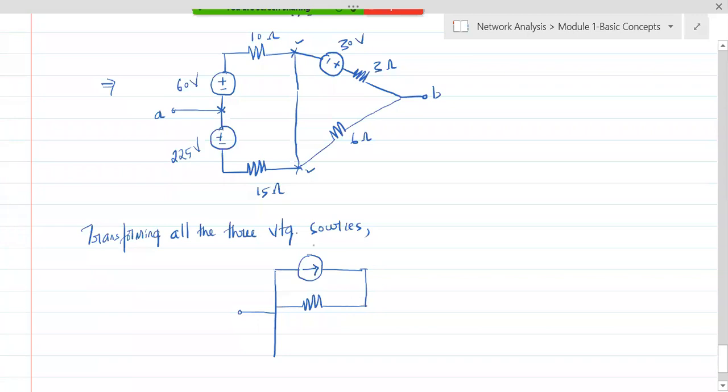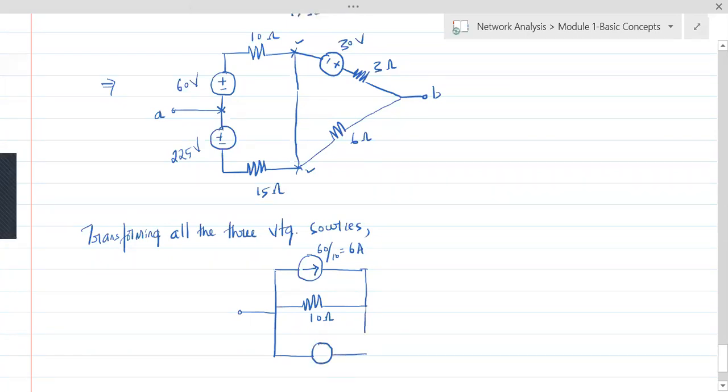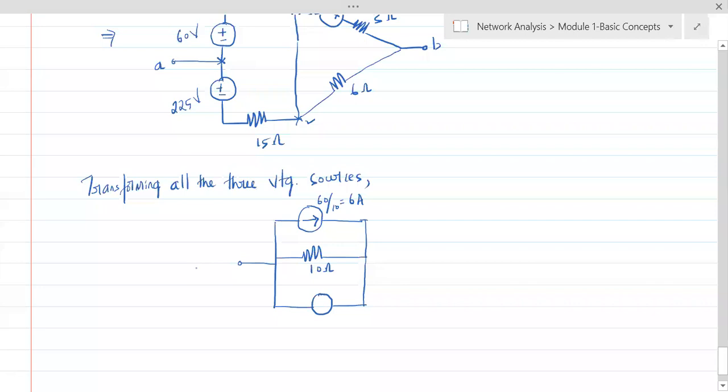So what would this be after transforming the 60 volt source? What is current? I is equal to V by R. So V by R means it is 60 by 10 is equal to 6 amps. This 10 ohms anyways would be there in parallel with that. Similarly here, this needs to be joined. You will have a current source again after transformation, and in parallel with that current source you will have a resistor.